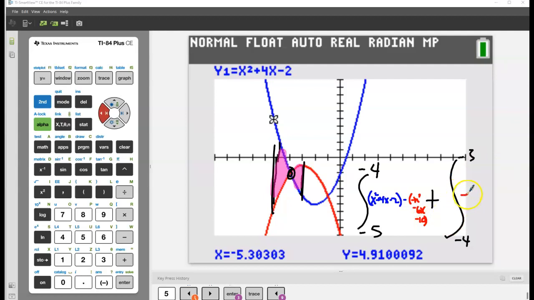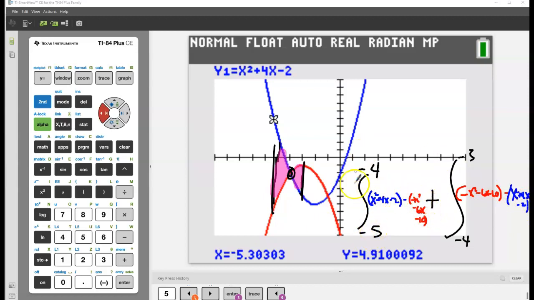And for this one over here, it's going to be the reverse. The red one's going to come first. Negative x squared minus 6x minus 10 minus the blue one, which is the x squared plus 4x minus 2. So I ran out of space, but there it is.